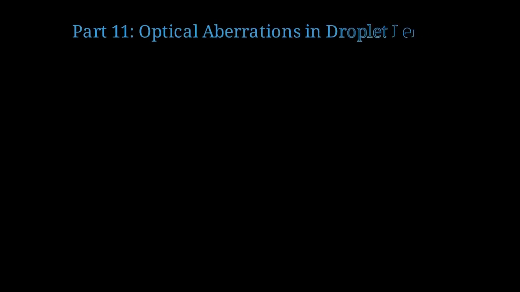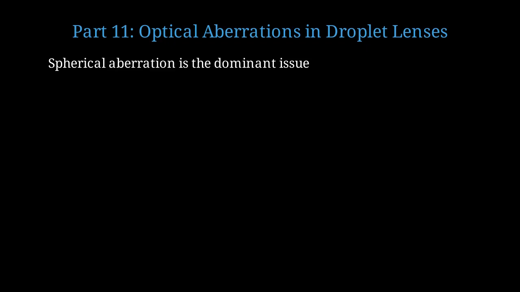No lens is perfect. Let's analyze the primary aberrations that limit droplet lens performance and how we can mitigate them. Spherical aberration occurs because rays far from the optical axis focus at different points than paraxial rays. This is inherent to spherical surfaces. The focal shift delta F is proportional to r squared, where r is the radial distance from the optical axis. This quadratic dependence causes blur.